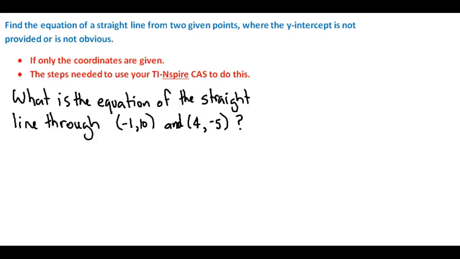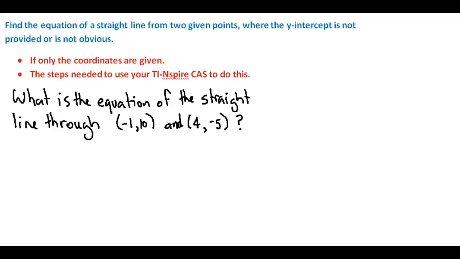In this lesson, we're going to look again at finding the equation of a straight line from two given points where the y-intercept is not provided. This time we're going to look at what happens if only the coordinates are given, and I'm also going to show you how to use your CAS calculator to do this.